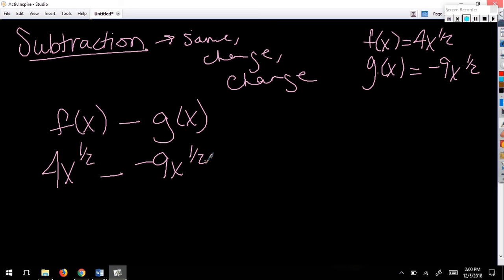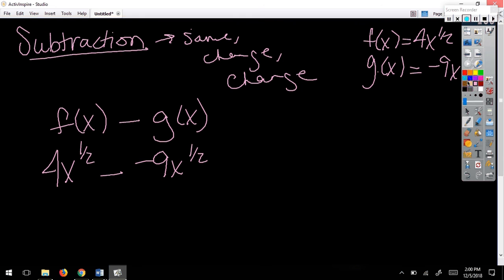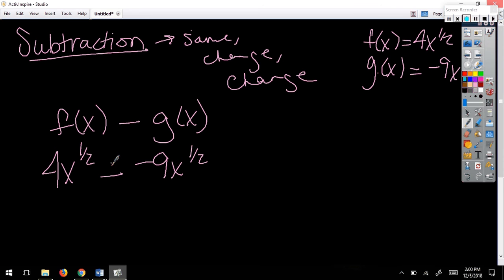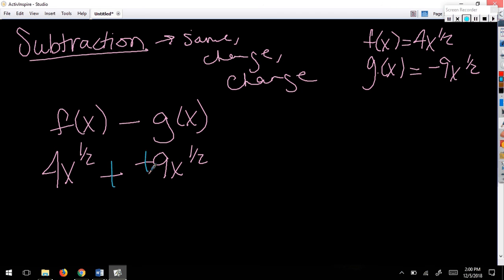All right, if I change this to addition, so I do a same, change. Now it's an addition problem. So when I add like terms. Are these like terms? Yes, because the x and the exponent are the same. So what is 9x to the 1?